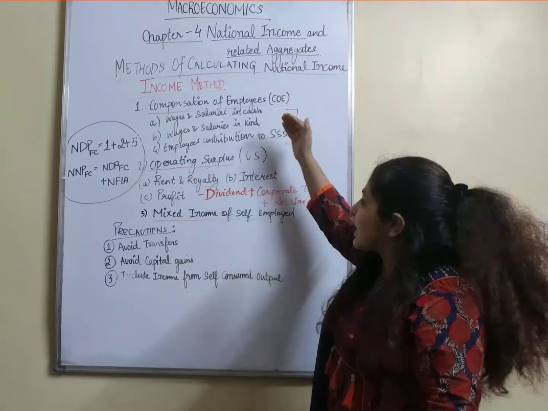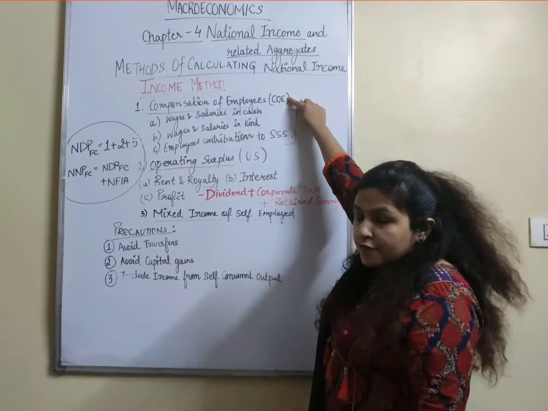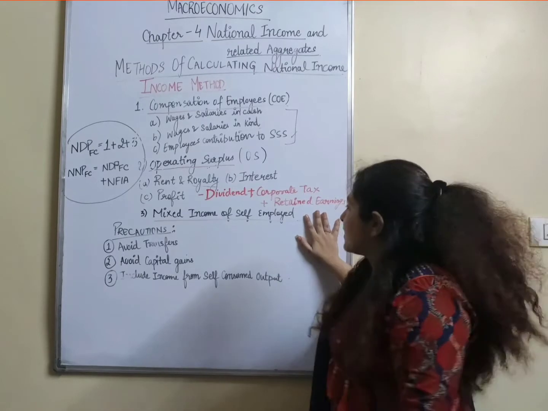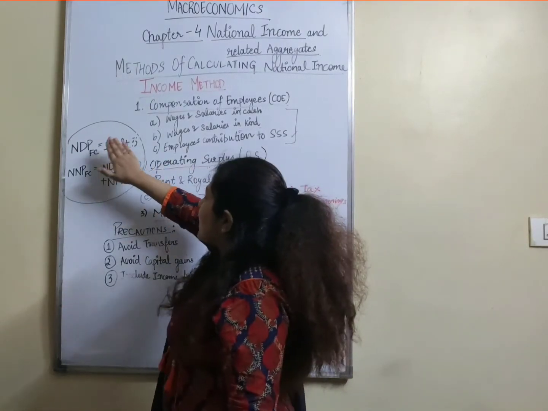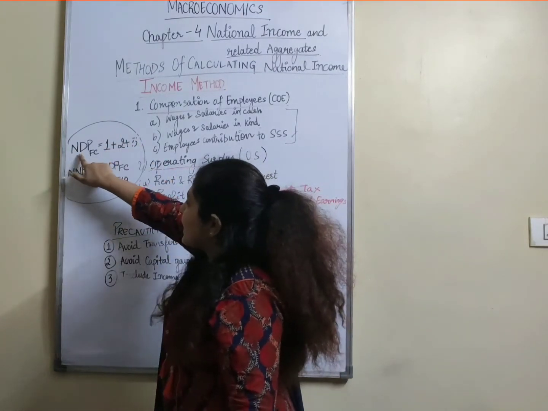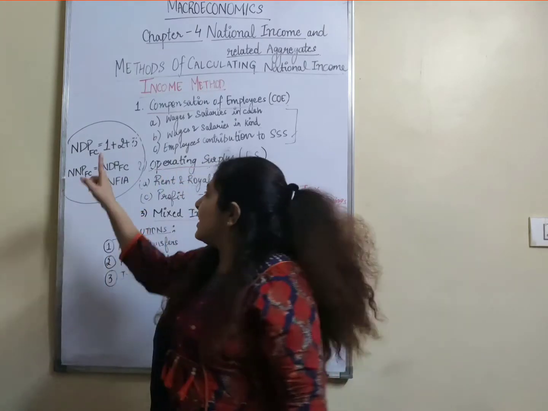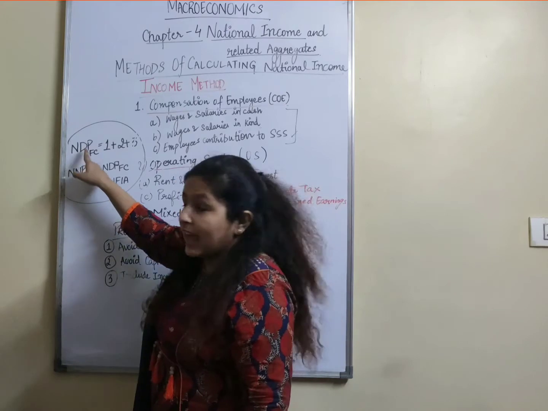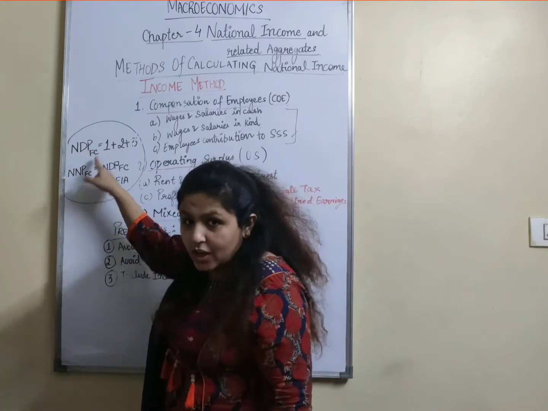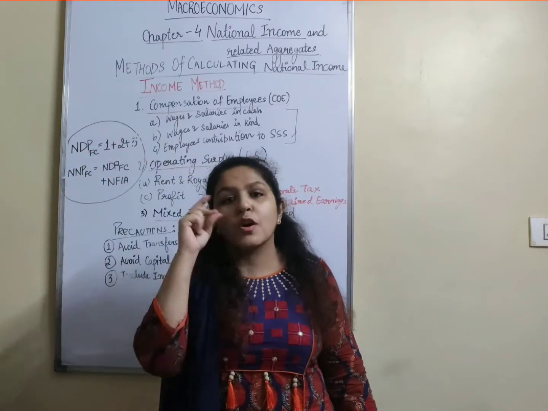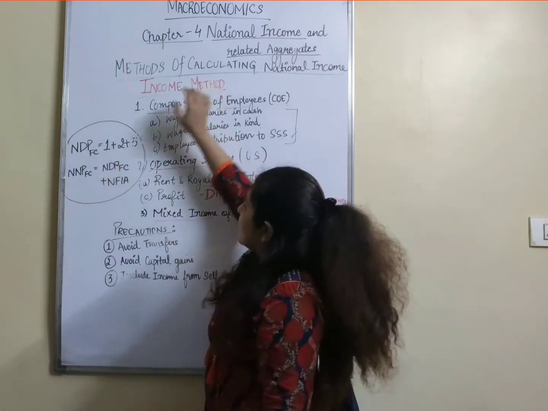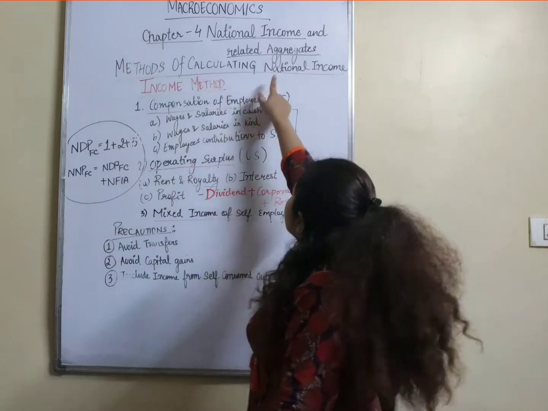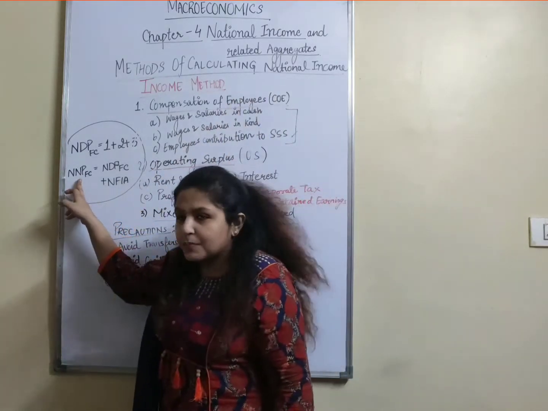Adding these 3: 1 compensation of employees, 2 operating surplus, 3 mixed income of self-employed, I get NDPFC, and you all know that NDPFC is domestic income, net domestic product at factor cost, also known as domestic income. So always remember that from income method we get NDPFC. But we are asked to calculate national income, and the national income formula is NNPFC.